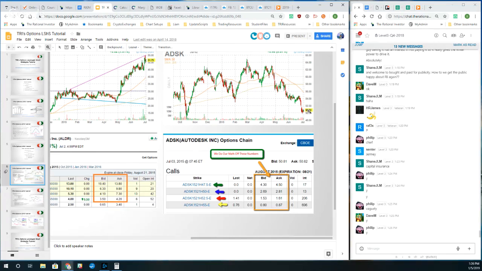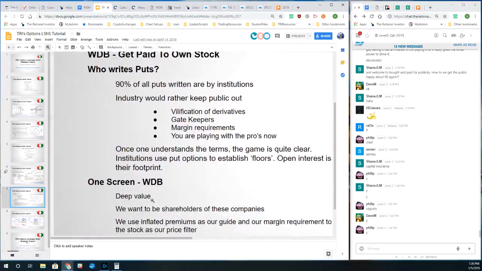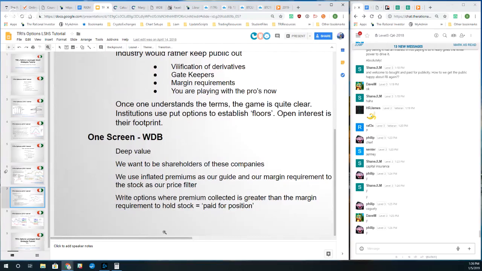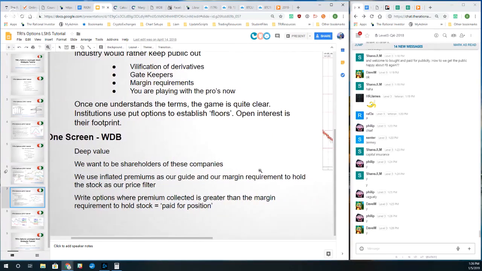Super important point that you understand. So we want to actually hunt for inflated premiums on the puts, and this is the key to this. We're going to calculate the premium that we collect, and we want a massively inflated premium. And then we want to ask, what is the margin requirement from the brokerage house themselves to own the stock on margin?